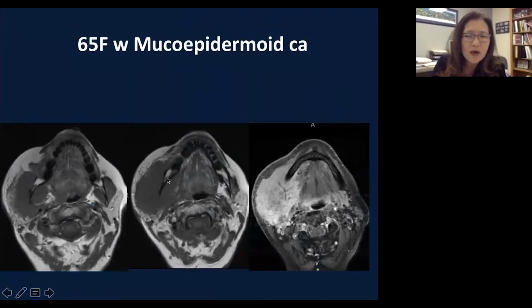Notice the bone margin of this mandible is quite different from the bone margin of the left side, which is normal. There is some bony erosion, and it does extend to the submandibular space. So it's a very infiltrative mass lesion in this case.